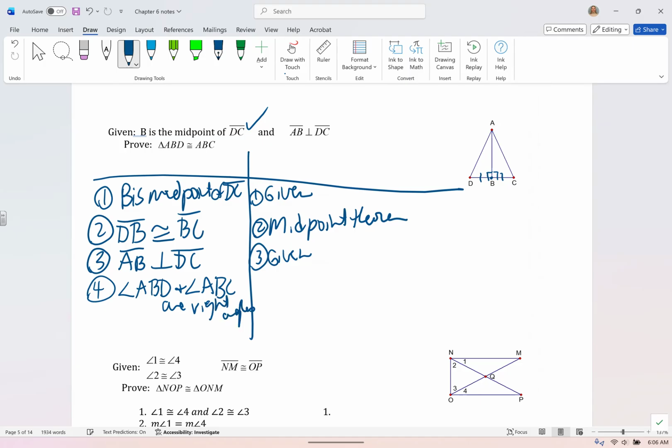Okay, so let's actually state things. Definition of perpendicular lines. So if you've got perpendicular, you know they form 90-degree angles. They form right angles. And so therefore, we can now say angle ABD is congruent to angle ABC. Why? Right angle theorem.